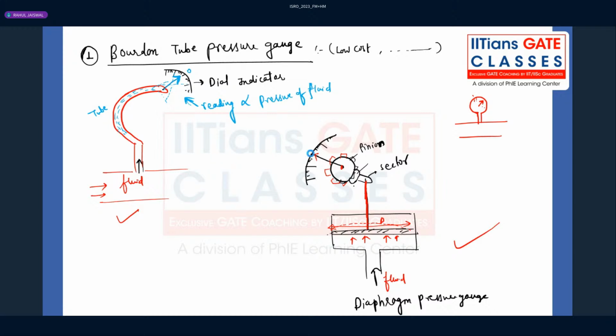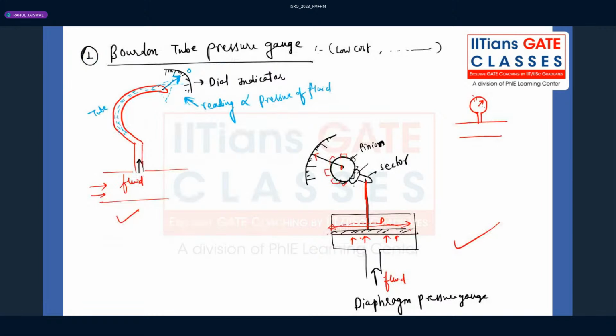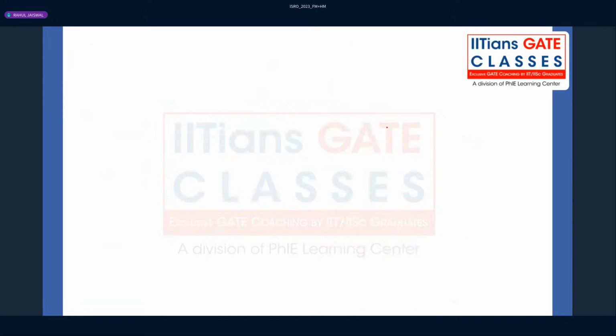For calibration, we use a dead weight pressure gauge. They are highly precise, highly accurate pressure gauges, which are used to compare and measure the values or accuracies of other instruments. So note down first of all what the meaning of calibration is, because this word will come frequently, and it has been asked in most interviews, whether you go to DRDO or ISRO. They will ask you how you do the calibration of, say, a vernier caliper or micrometer. Then what will you answer, right? So please note down.